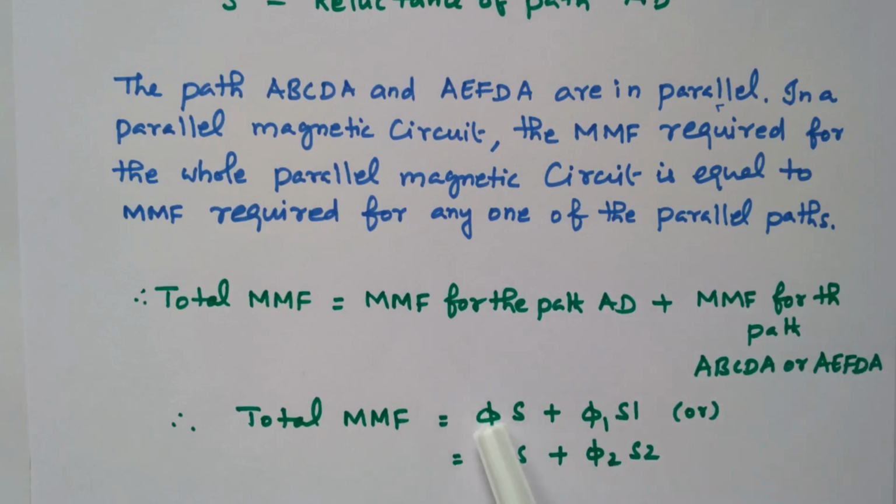So we can write phi into S, the total flux in the common part, plus phi 1 S1 for the first part, ABCDA. Otherwise we can write phi into S plus phi 2 into S2 for the second part, AEFDA. For a parallel circuit we need to consider any one path alone. So phi S plus phi 1 S1 considering the first part, or phi S plus phi 2 S2 considering the second part. Either this equation or this equation can be used for the total MMF.